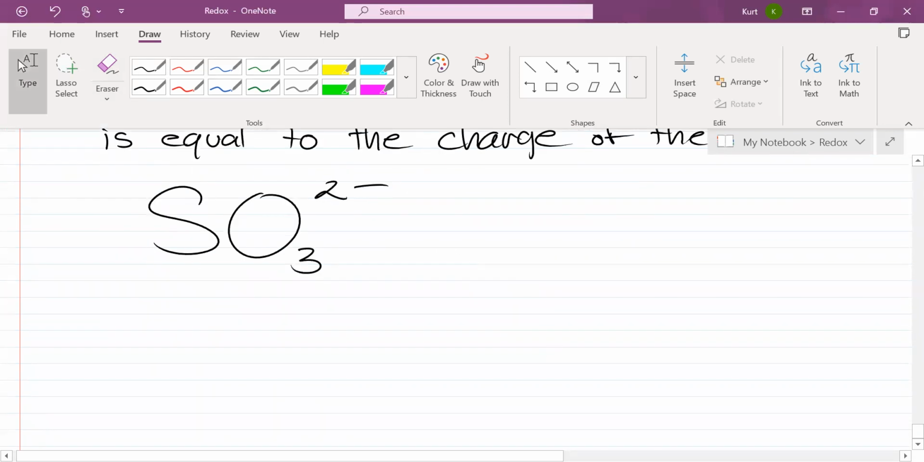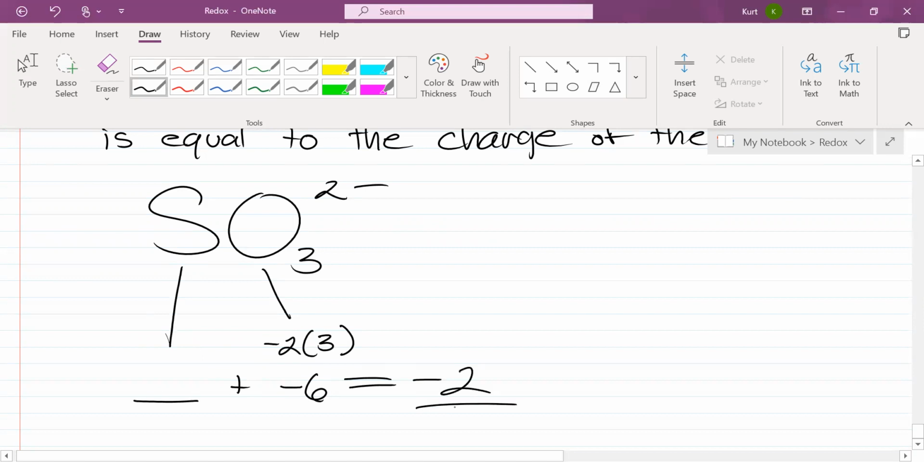Okay. Rule number 5. What is the oxidation number of oxygen going to be? -2. How many oxygens are there here? 3. What is -2 times 3? -6. Sulfur, we don't know yet, but what must the sum of both of these numbers equal? -2. So what must the oxidation number of sulfur be in order for the entire sum to be -2? Must be +4. +4 plus -6 equals -2.